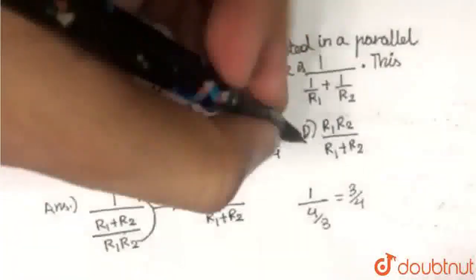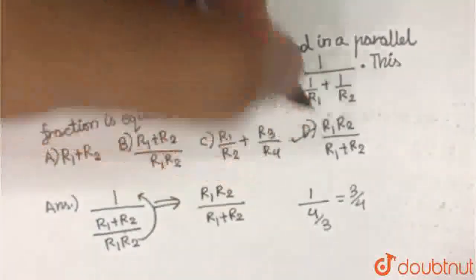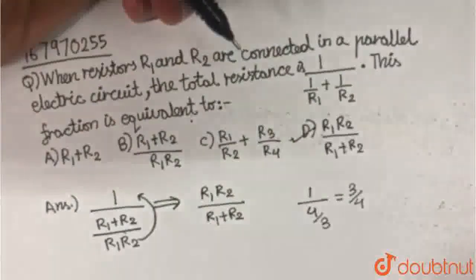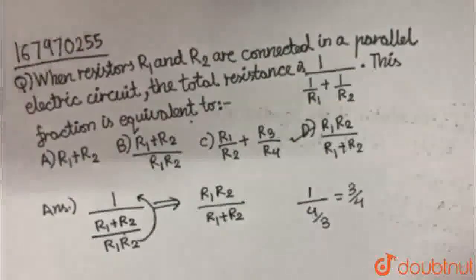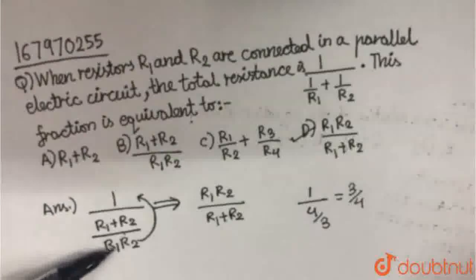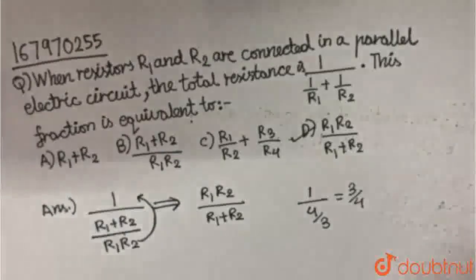And so this option D, which is R1 R2 upon R1 plus R2, this option D becomes our answer. I hope this concept of the denominator becoming the numerator is clear to you. This has been used a lot of times and we use it almost everywhere.